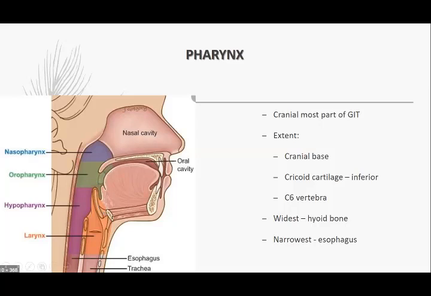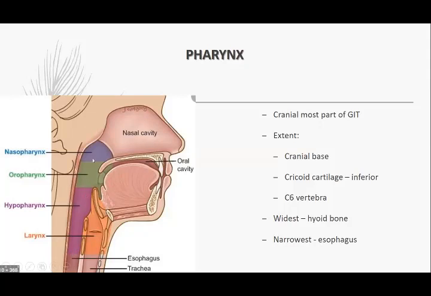This is the hyoid bone. Hyoid bone. This is the thyroid cartilage. This is the cricoid cartilage. Okay? And these are the tracheal veins. Okay. So at the level of the hyoid bone, this pharynx is the widest. And at the level where the pharynx continues as the esophagus, that is the narrowest part.